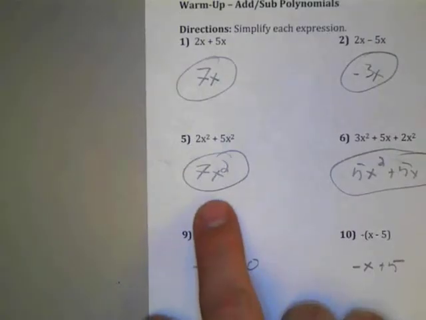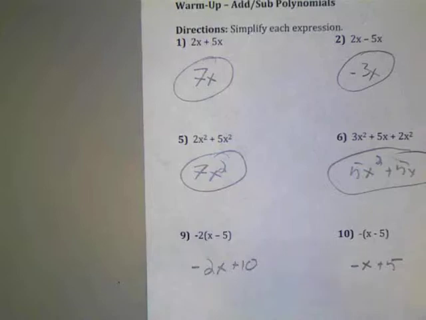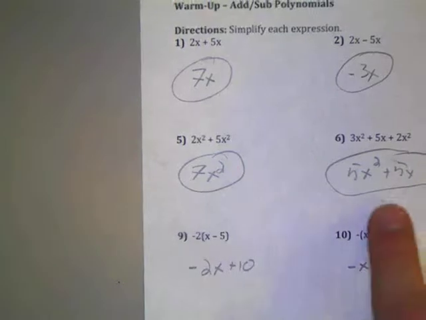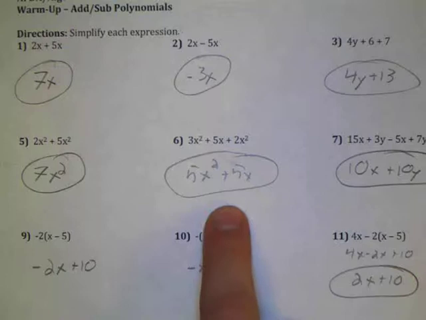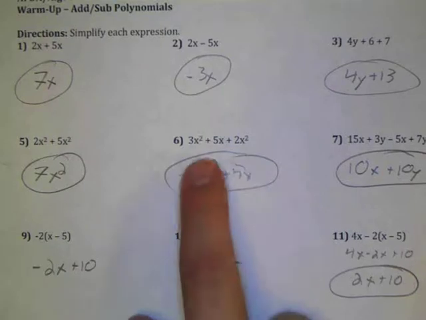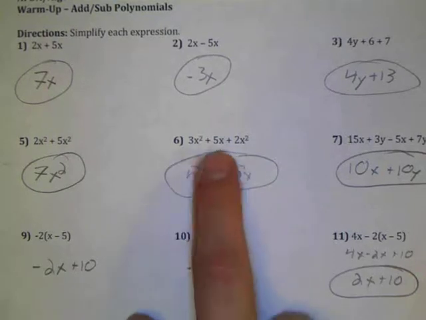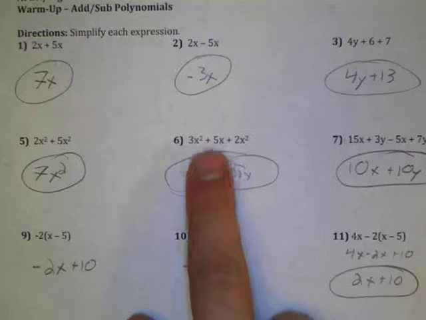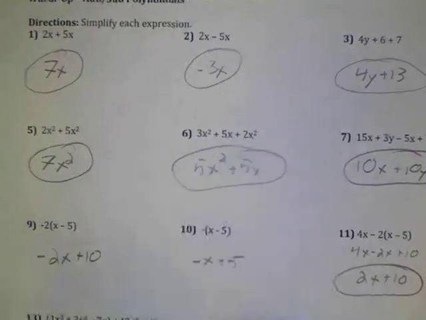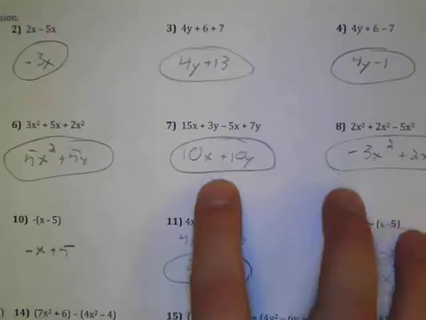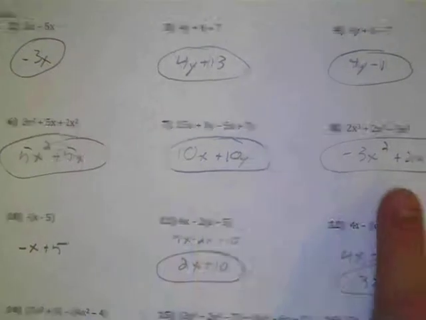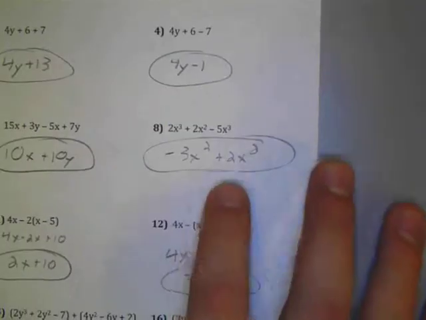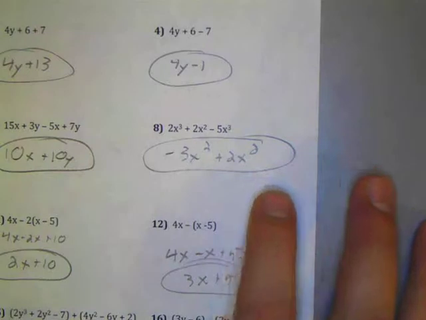Answer to 5, 7x squared. Answer to 6, 5x squared plus 5x. Notice I have an x squared and an x, so I have two different terms. That's why I can't combine all three. 7, 10x plus 10y. 8, negative 3x squared plus 2x squared.